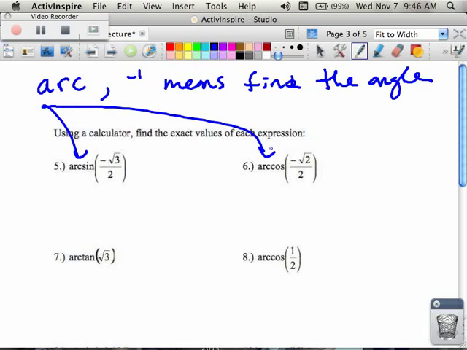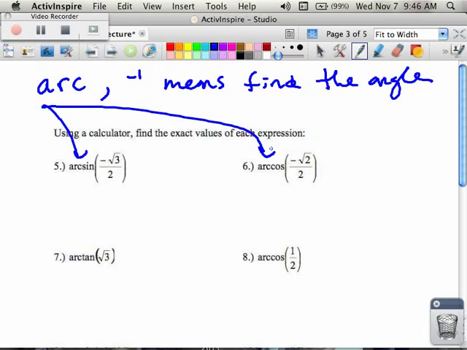Now you also have to understand that when you're dealing with arc sine, arc cosine, arc tangent, or the inverses, you are restricted on your answers. Negative pi over 2 to pi over 2 for sine and tangent, and 0 to pi for cosine. So that's kind of important to know.